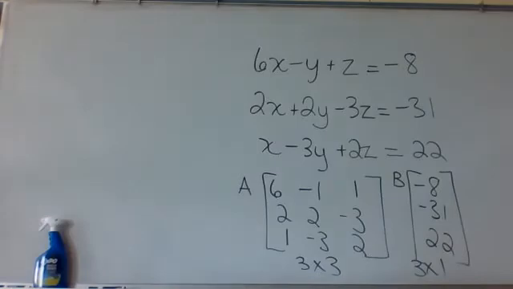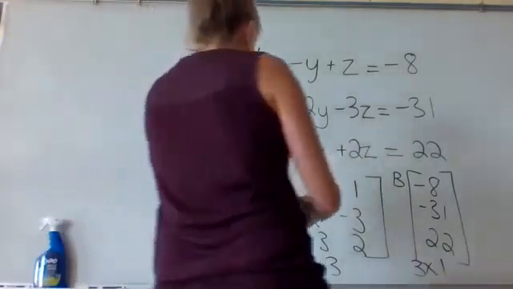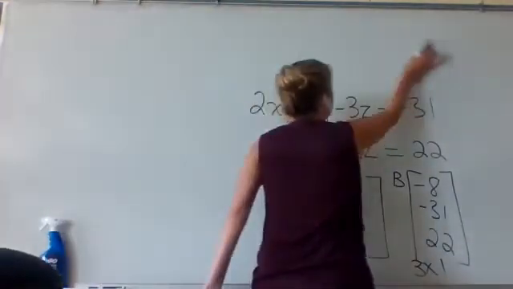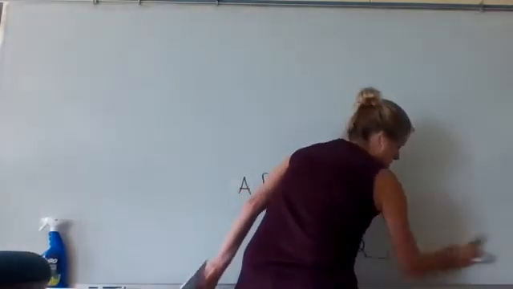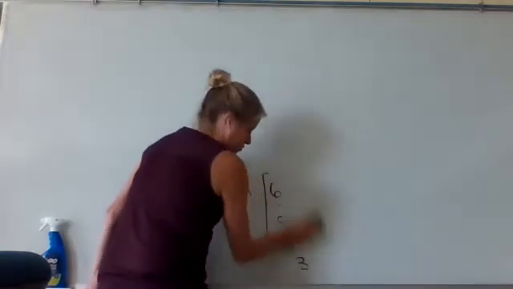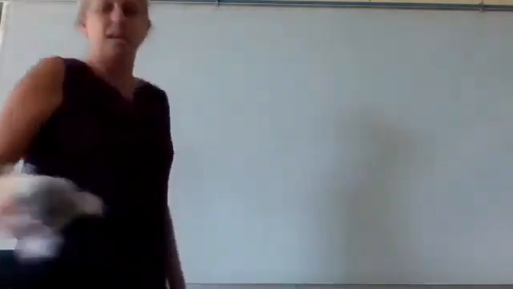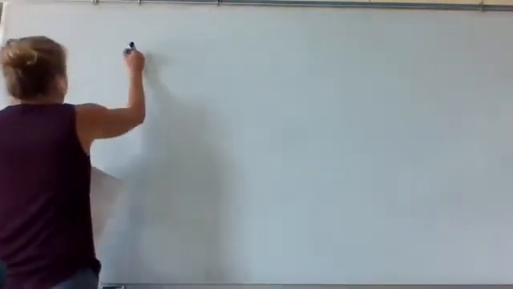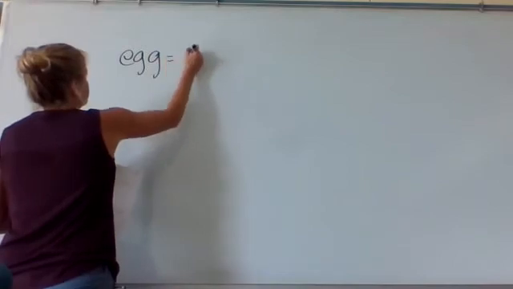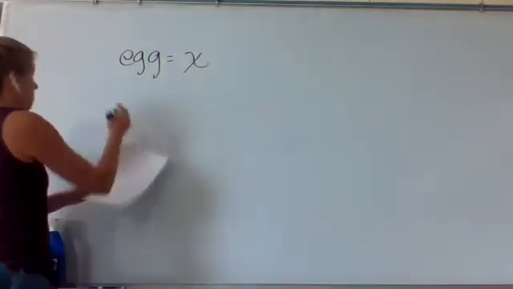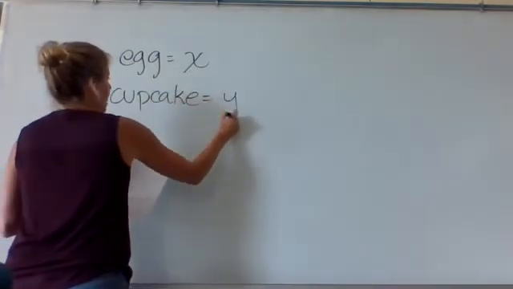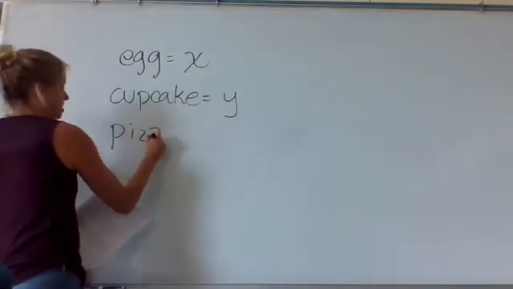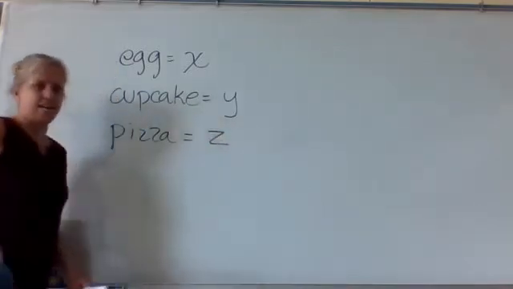All right, 22 is the egg cupcake pizza problem. Talking about eating all those things and how much cholesterol from different combinations. So let's just name, it says egg is first, so we'll name egg X. Cupcake is next, so we'll name it Y. And pizza is last, so we'll name it Z.